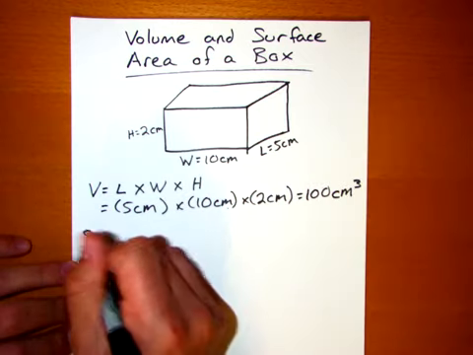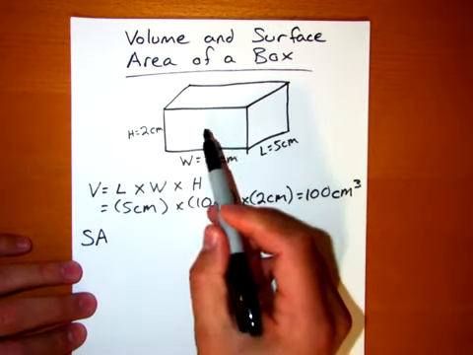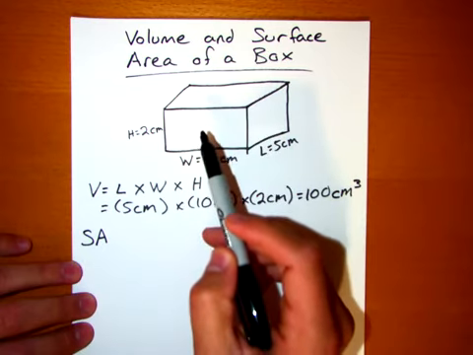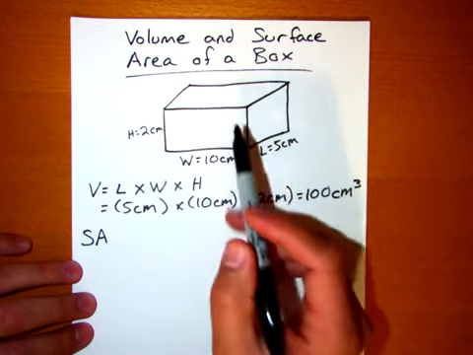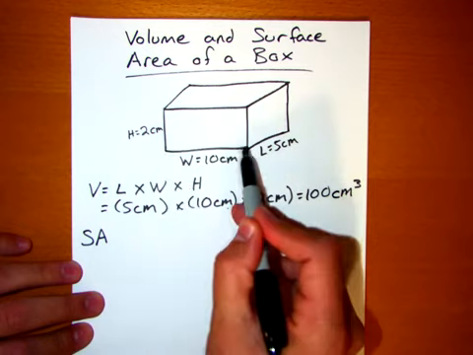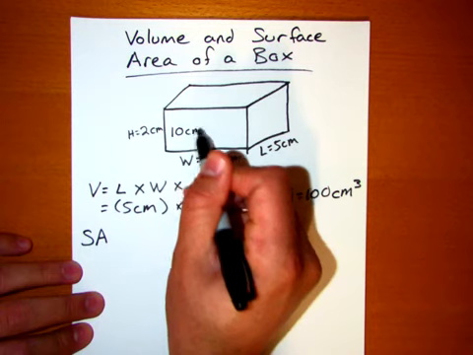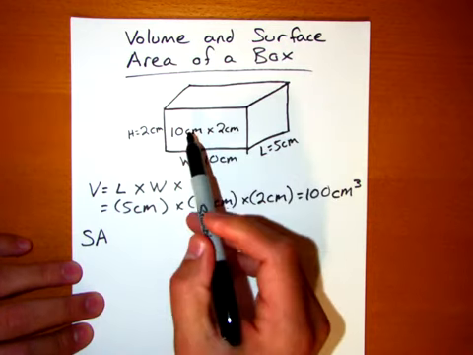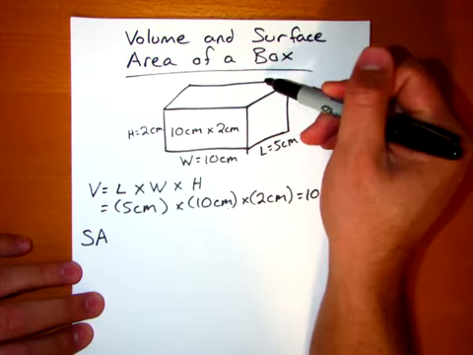Now the area, and specifically the surface area, you've got to remember that a box is made up of 6 faces. And each of those faces is going to have an area. And so to find the surface area of the box, we're just going to add up the areas of each of those 6 faces. So let's start with this one right here. This face has dimensions of 10 by 2. And remember, if this face is in the front, there's one just like it in the back of the box. So there are going to be 2 of them.